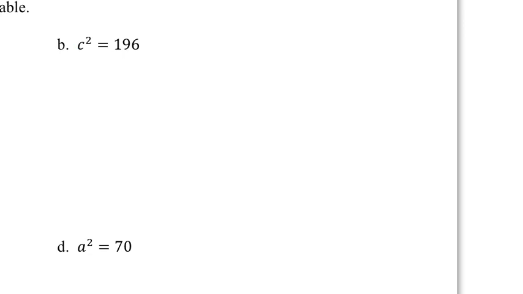So we're going to square root both sides. What you do to one side, you must do to the other. So we're going to write that radical, that square root symbol, to both sides.